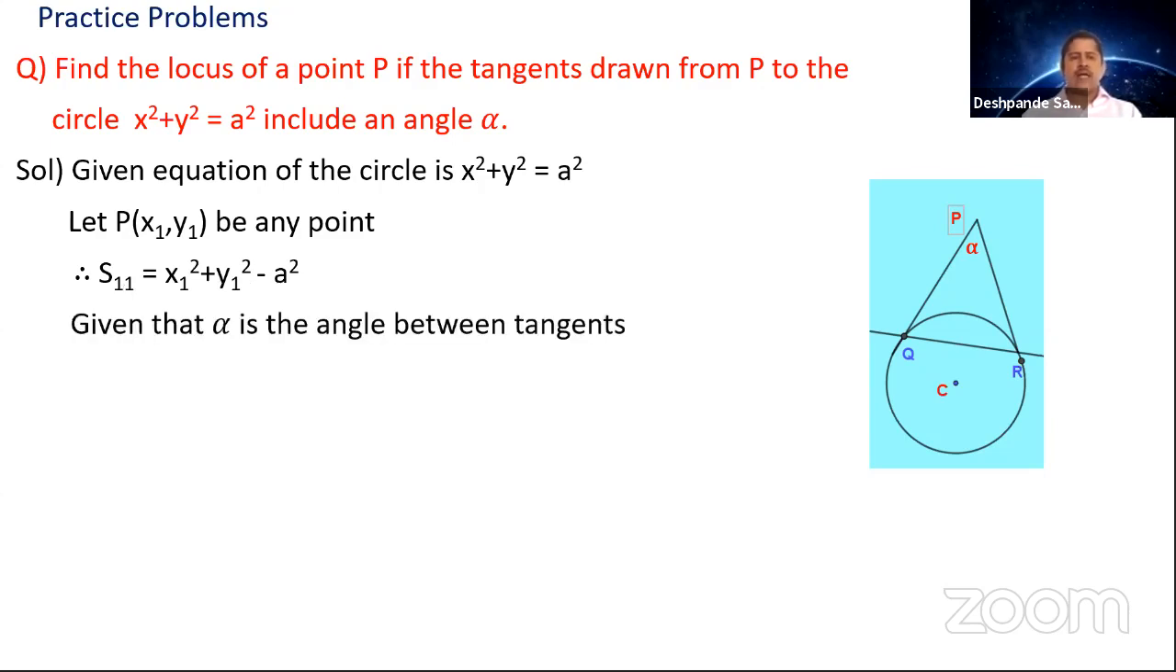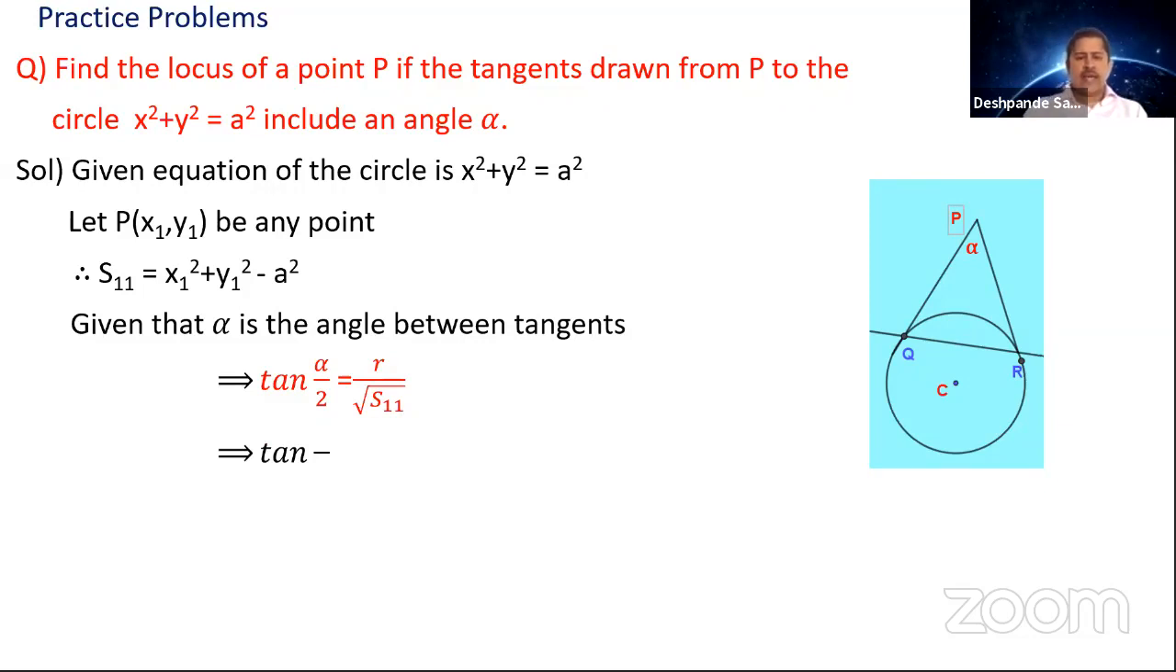Next, what is given? Alpha is the angle between the tangents. So you require S11, you require alpha, you also require a third quantity. What is it? Radius. So you have radius as a, you have S11, and you have the angle alpha. So what should be the formula connecting all these three? Tan alpha by 2 is equal to R divided by root over S11.